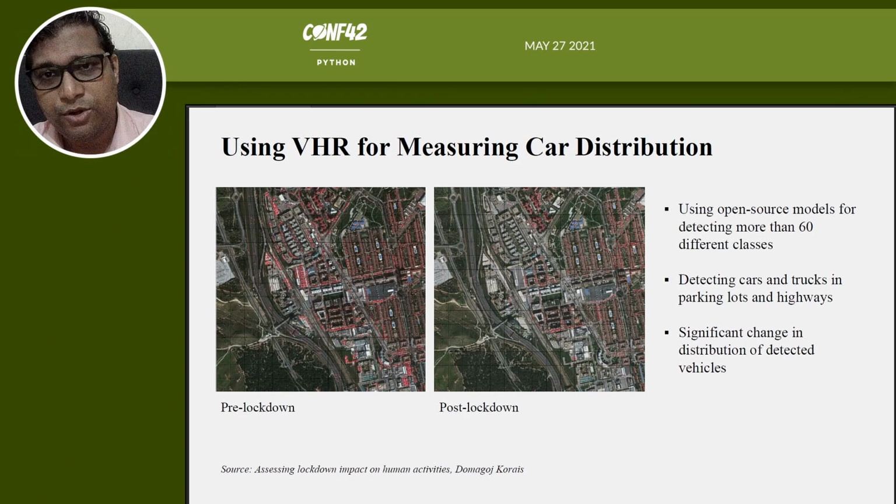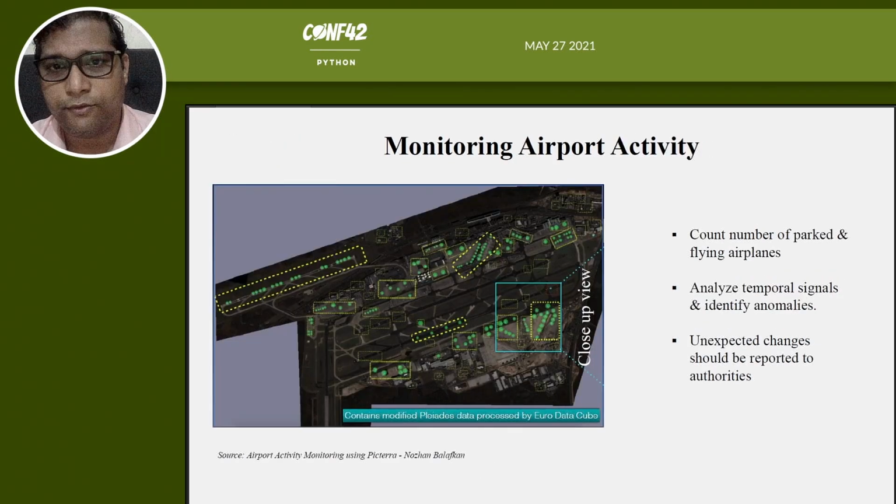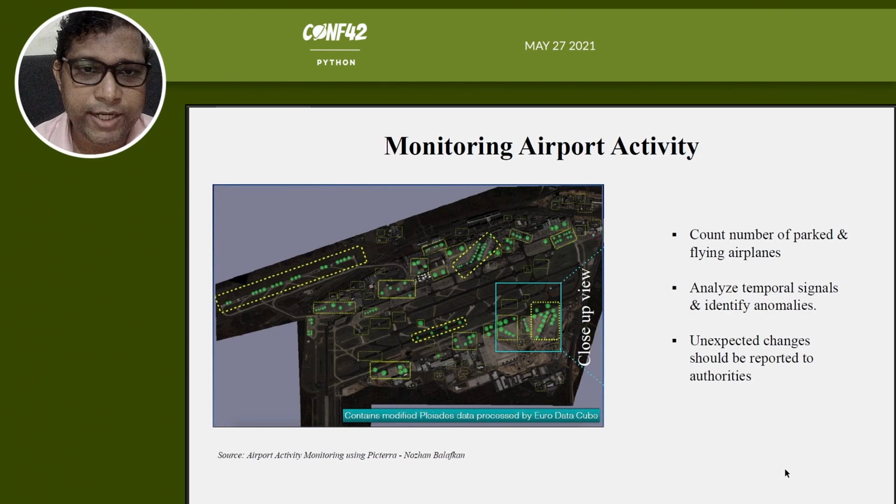We used high resolution imagery, and then we used an open source model which allowed us to detect more than 60 different classes of vehicles. A similar approach can be used to count the number of airplanes which are parked as well as in flight. Analyzing temporal signals can be used to identify anomalies, and any unexpected changes have their economic signals.